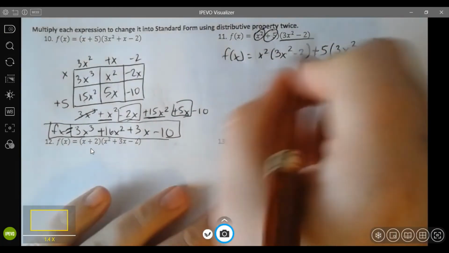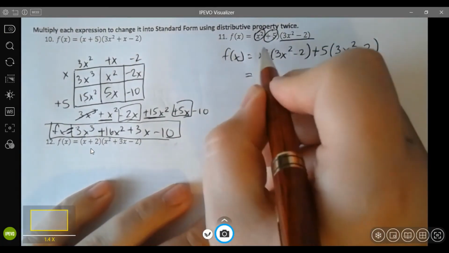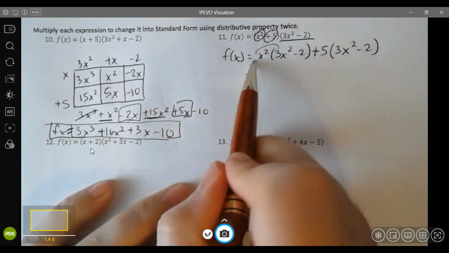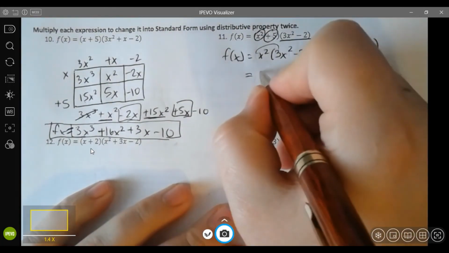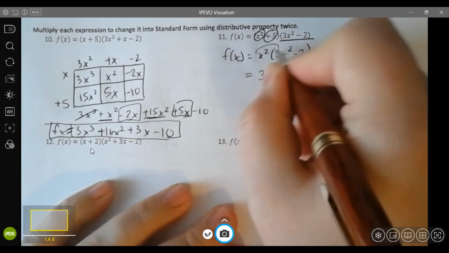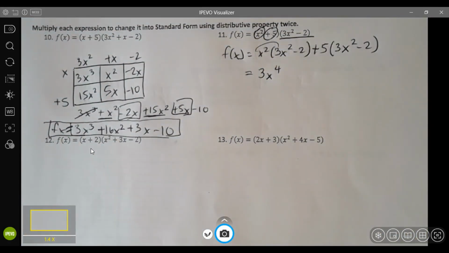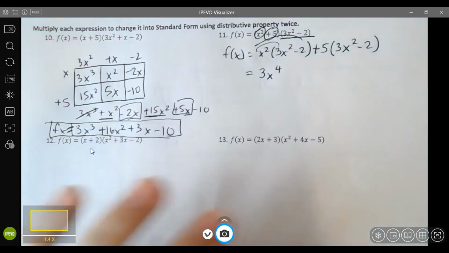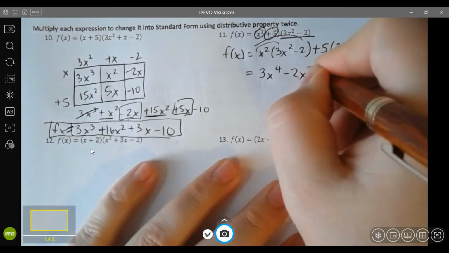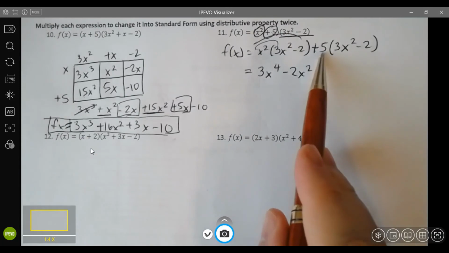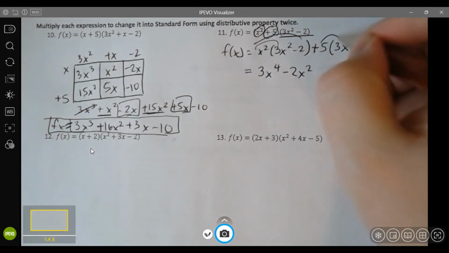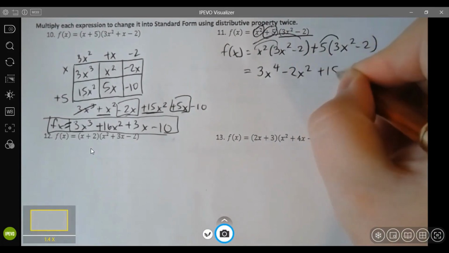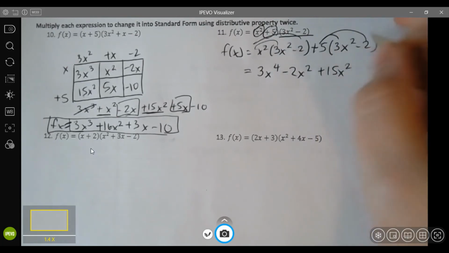And then next, you're just going to distribute. So x squared times 3x squared is 3x to the 4. You add the exponents. And then x squared times negative 2 is negative 2x squared. And then now we're on to our second set. So 5 times 3x squared is 15x squared. And 5 times negative 2 is negative 10.